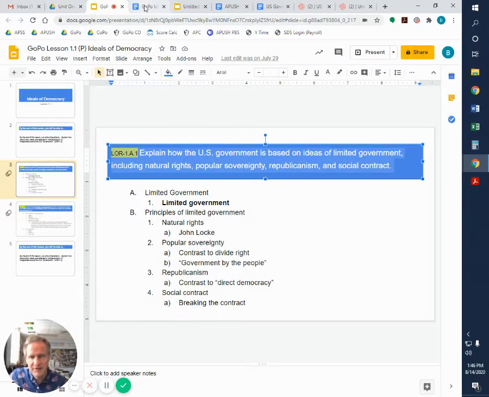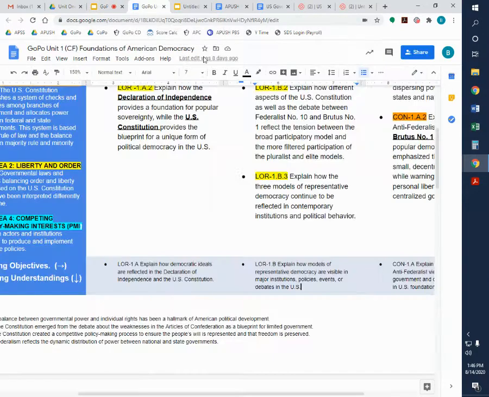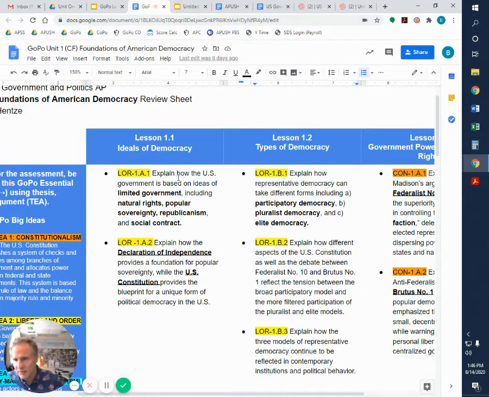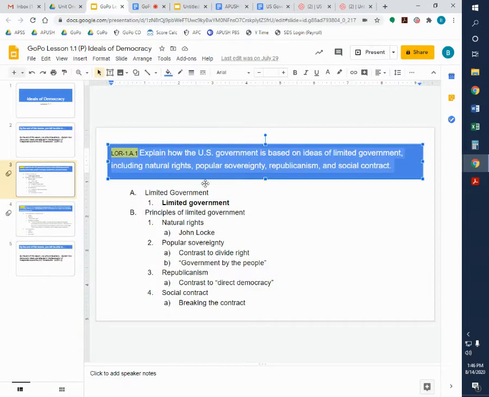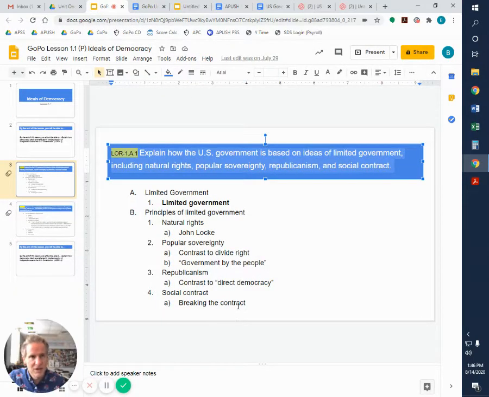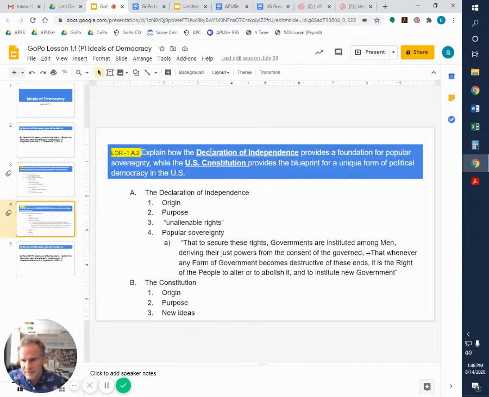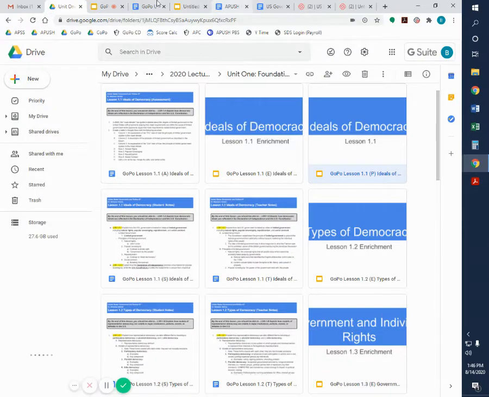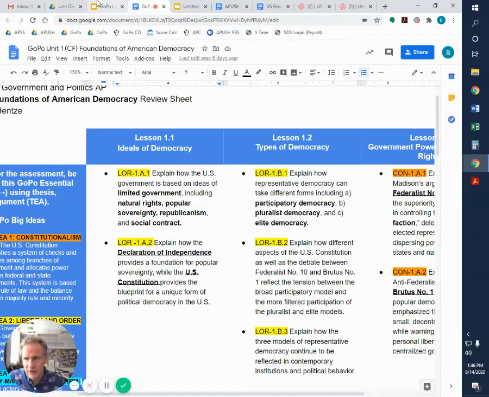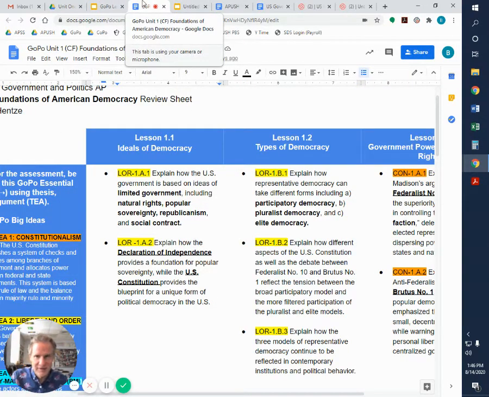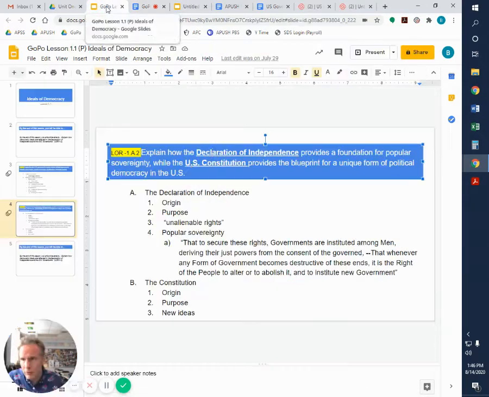Now you're like, where does that come from and what's he talking about? There it is. Explain how the U.S. government is based on the ideas of limited government, etc., etc., etc. Same thing. Here's the notes that I'm going to be talking about that answer that learning goal. Second learning goal. So what you're saying, Dr. Hensey, I love referring to myself in the third person, is that each slide of a PowerPoint is one of the learning goals that we have to know.